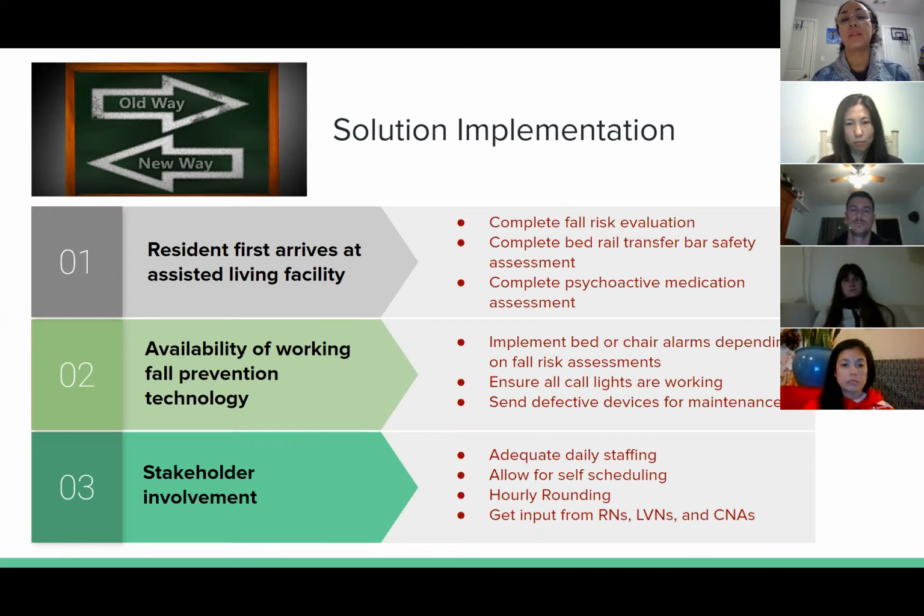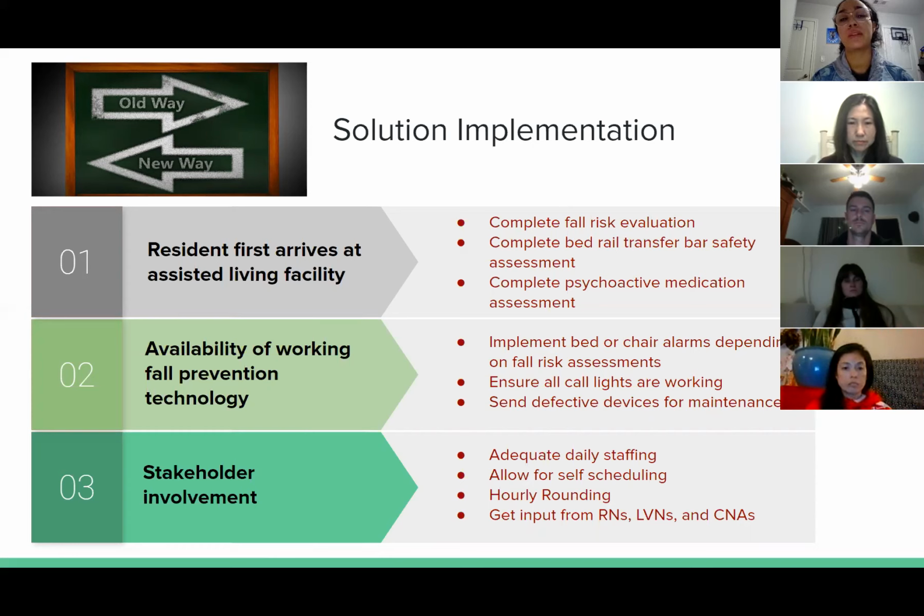Secondly, we need availability of working fall prevention technology like bed alarms, call lights. RNs, CNAs, LVNs, whoever's on the floor should immediately turn in any malfunctioning technology to maintenance as soon as possible, just to make sure that we have all working devices on the floor.